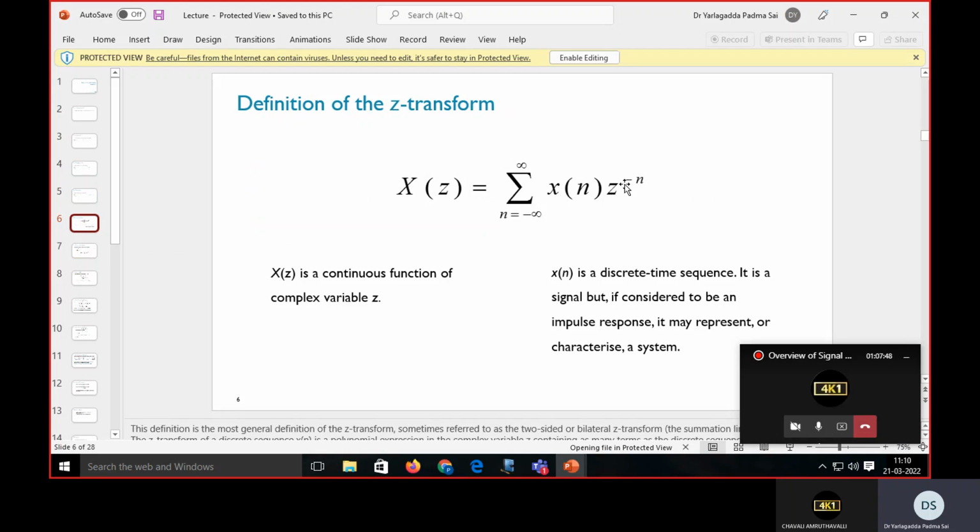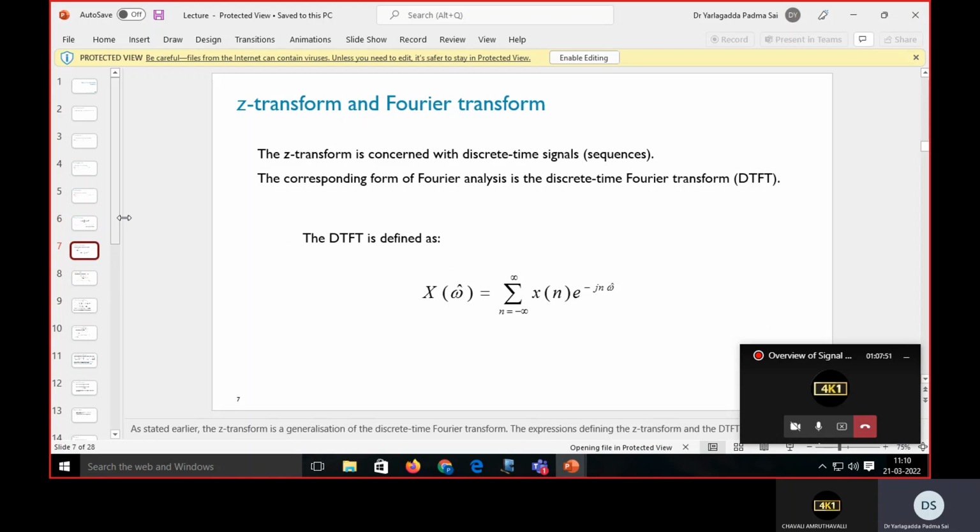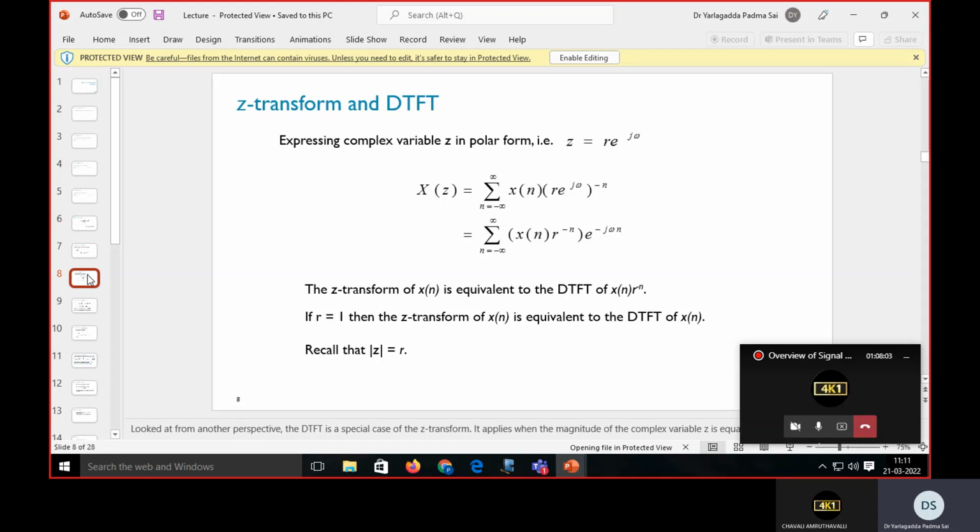Okay, this is the equation of the Z transform. How we derive the Fourier transform from the Z transform: when you are evaluating the Z transform on the unit circle, your Z transform and Fourier transform are one and the same. And why do you need different transforms? Can't we use just the Fourier transform and the Z transform?